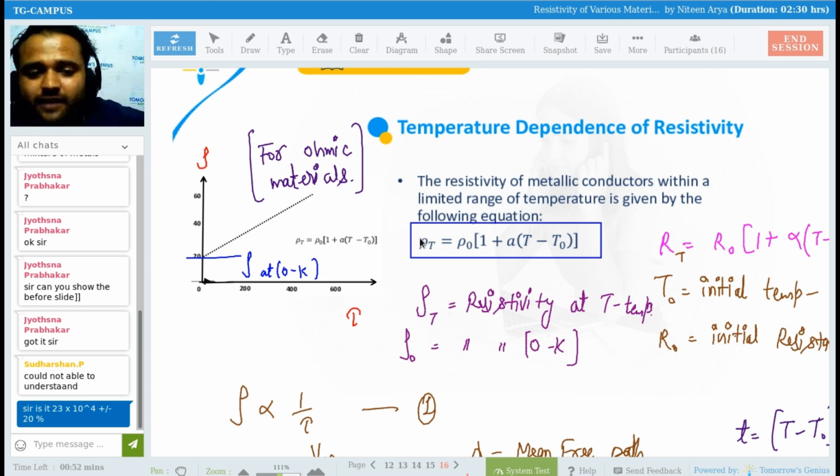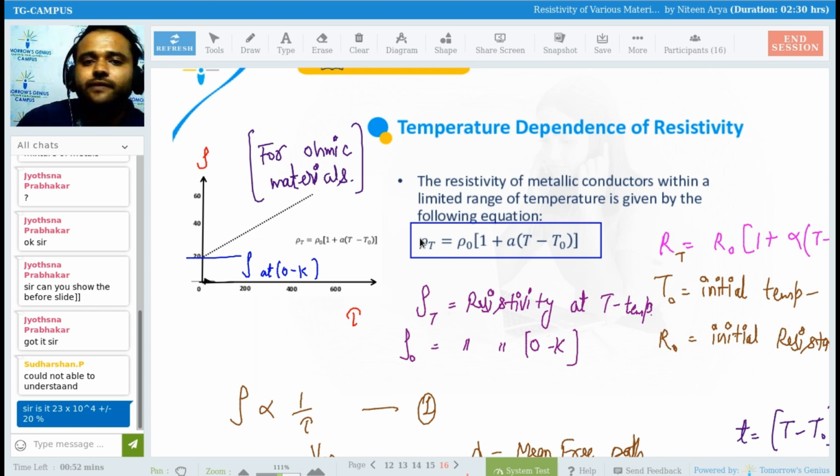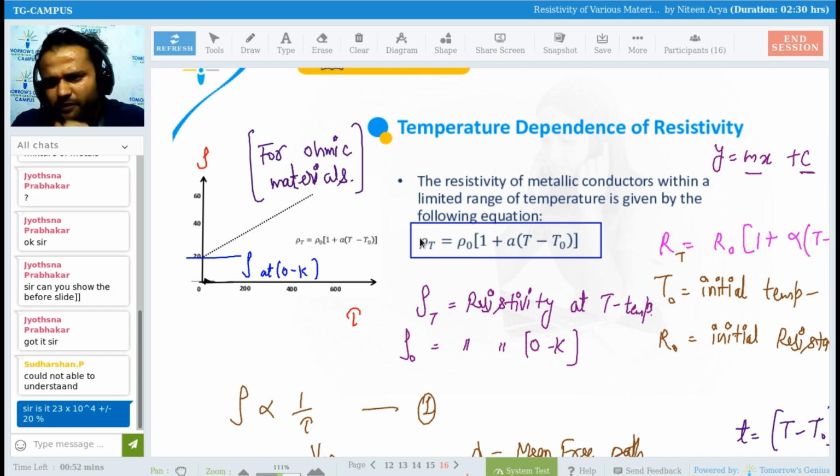Simple meaning: it has some constant C, like we have the equation y = mx + c, where m is the slope and c is the constant, you can say the intercept, if I'm not wrong in the proper mathematical term. So that is your intercept, and that is how we can understand this relation. Is this clear, everyone?